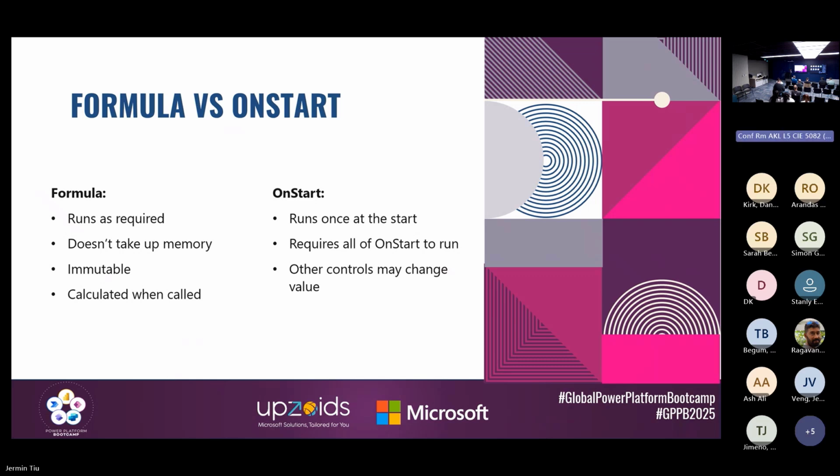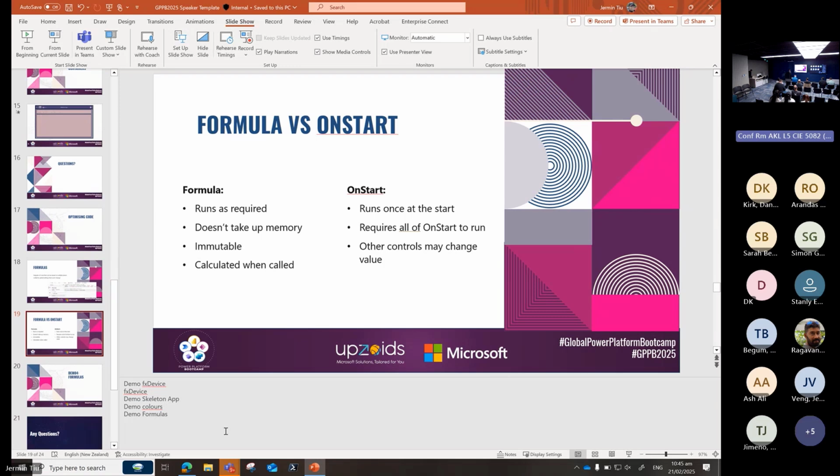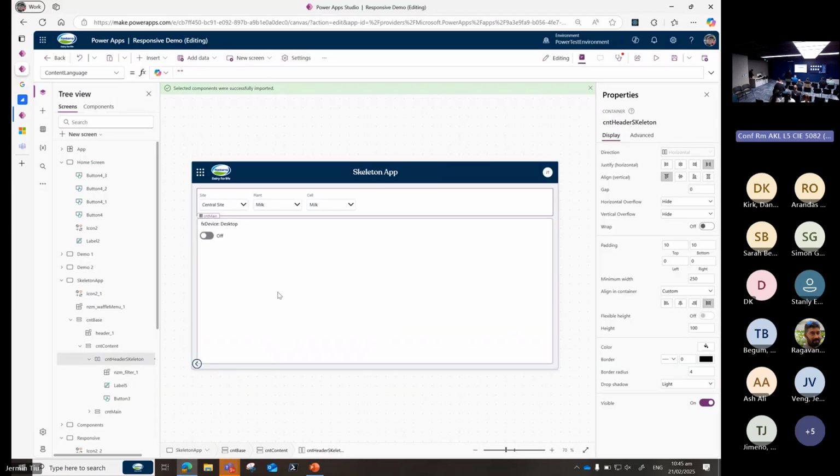Formulas also only run as required, whereas an onStart runs at the start of your app and runs once. It doesn't run ever again. Whereas every time you reference a formula, it'll run again. With onStart, you have to run everything in the onStart. You can't say, I only want to run this bit. Whereas a formula runs just that one formula that you chose. So formulas make things very helpful. I'll show you what that looks like.